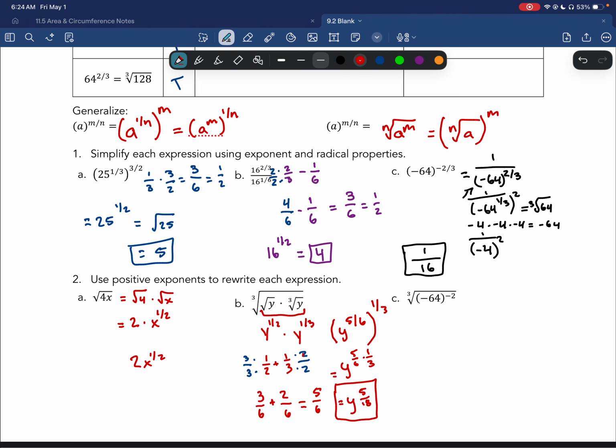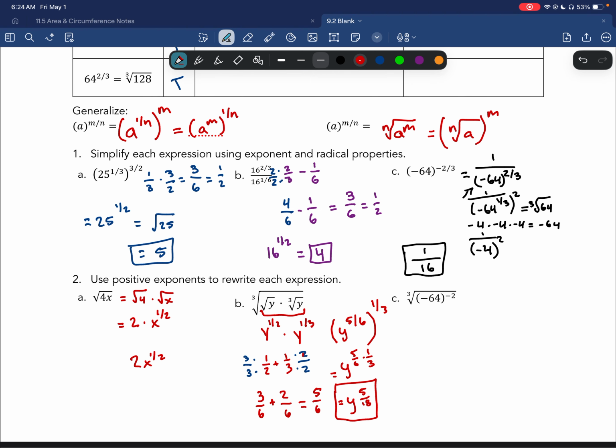Okay? So as long as you have your rules from last time down, the hardest part of this is actually just adding, subtracting, multiplying fractions, which we've all done before. It's just we need to review that process, okay? All right, the next one.